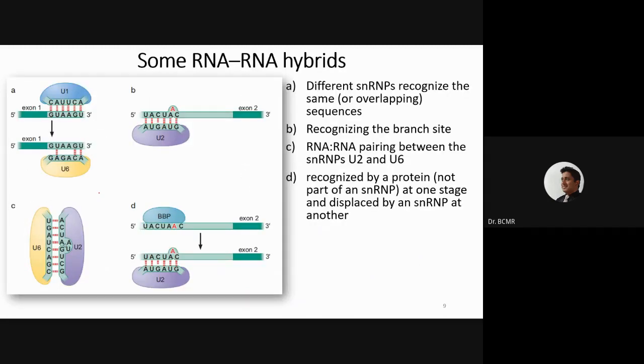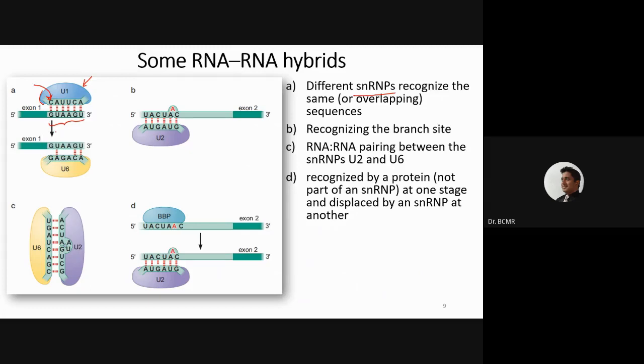This is how that recognition happens. Say here is a ribonucleoprotein, a small nuclear ribonucleoprotein, or snRNP, you can say. They have the RNA sequence. They have to recognize a sequence here. And to do that, they involve a component that is the RNA component, and the protein component facilitates this interaction with the 5' splice site.